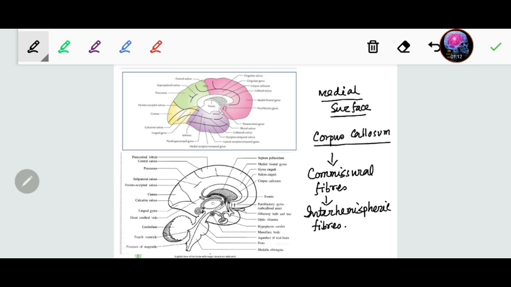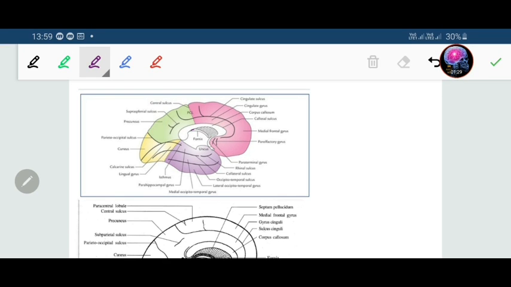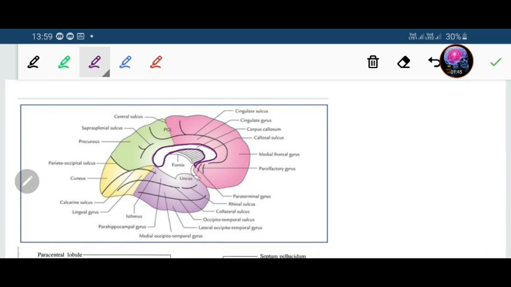The outline of the corpus callosum is C-shaped with convexity outwards, that is seen on the medial surface. The medial surface is exposed after cutting the brain through a sagittal section. So that is the outline of the corpus callosum.